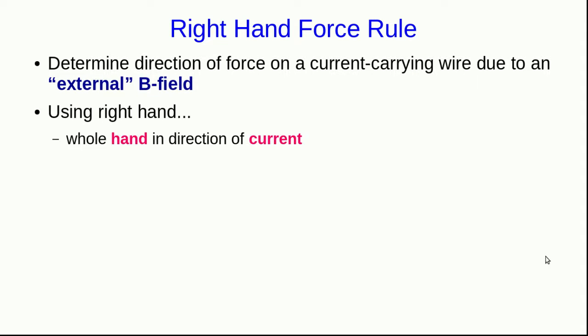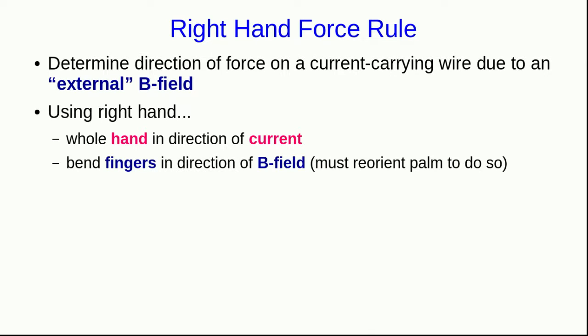Using your right hand, you point your whole hand in the direction of the current. You then bend your fingers in the direction of the magnetic field. To do so, you'll generally have to reorient your palm, but keep your hand pointing in the direction of the current as you do so. Then you stick your thumb out, and it will indicate the direction of the magnetic force.